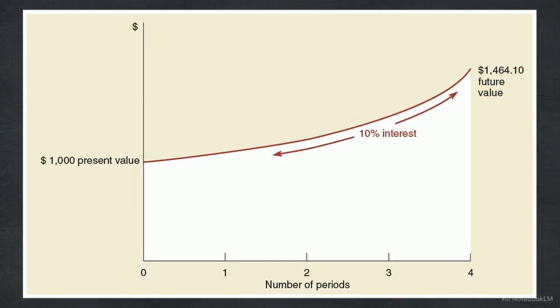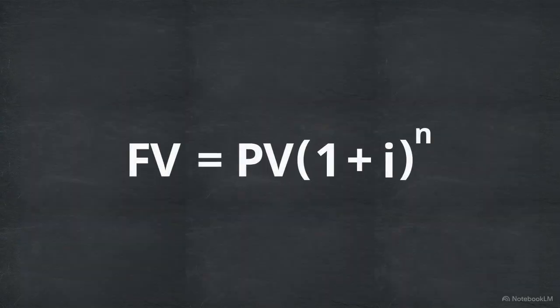The generalized algebraic equation derived from this progression is FV equals PV times 1 plus I to the power of n. This formula establishes the relationship between 4 variables: future value, the present value starting point, the interest rate, and the number of periods the capital grows.